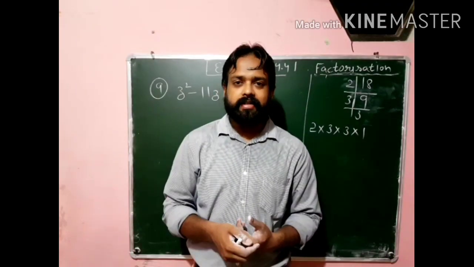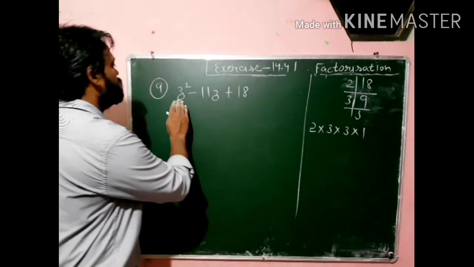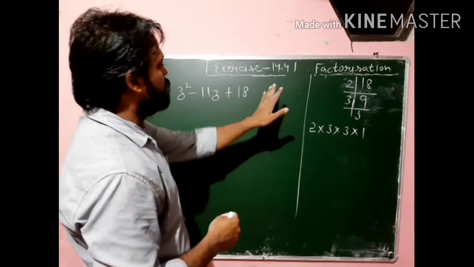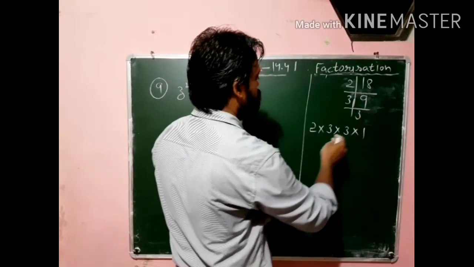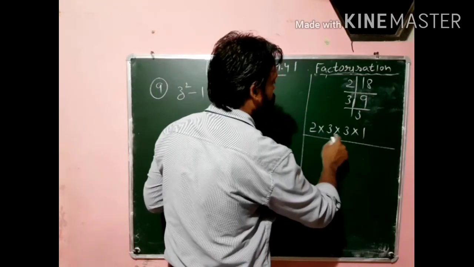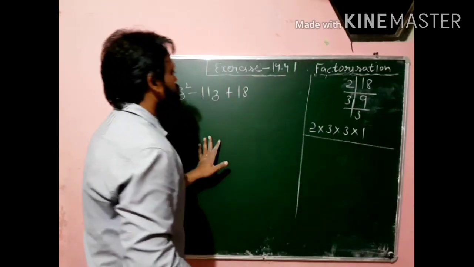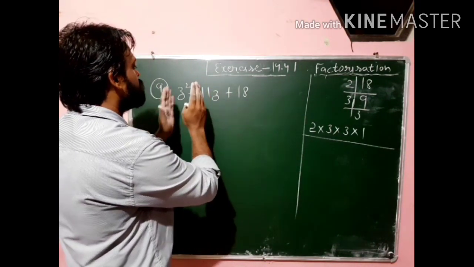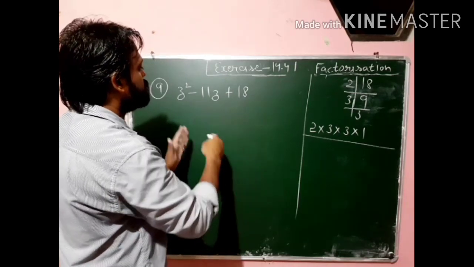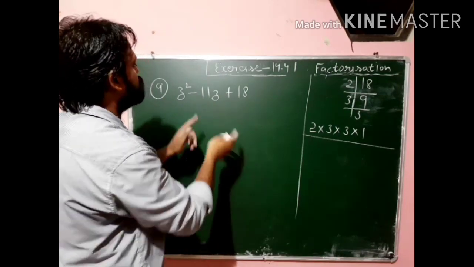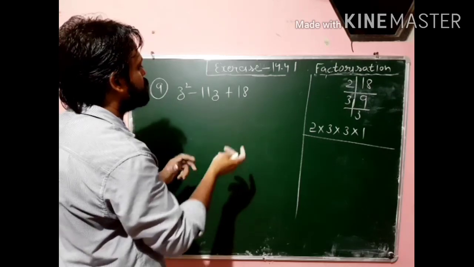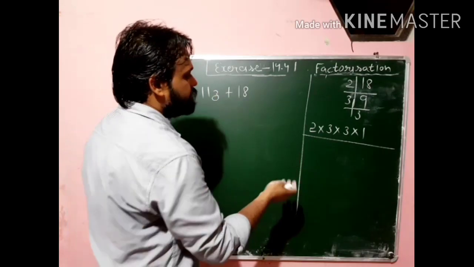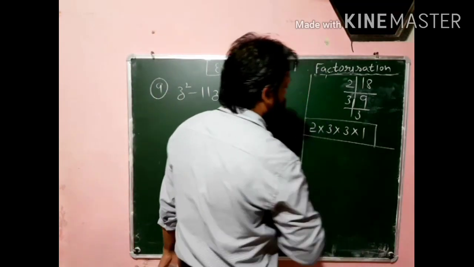So okay, now let's see the ninth sum. You can see here is z square minus 11z plus 18. Again, I already made the factors of this 18. So I got these factors: 2 into 3 into 3. Now you can see here is a plus sign. So it means we have to split this 11 into two parts in such a way that the sum of these two parts should be equal to 11, and of course the multiplication of these two parts should be equal to this 18. Again we have to find the values from these factors only.